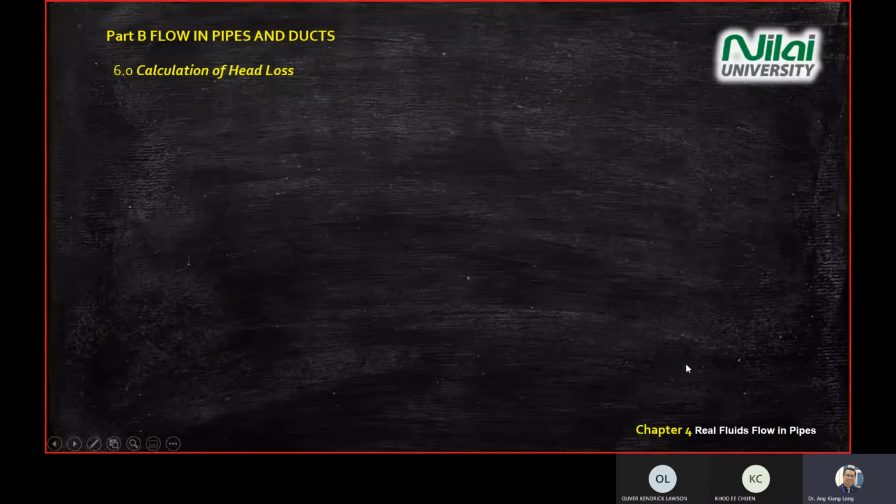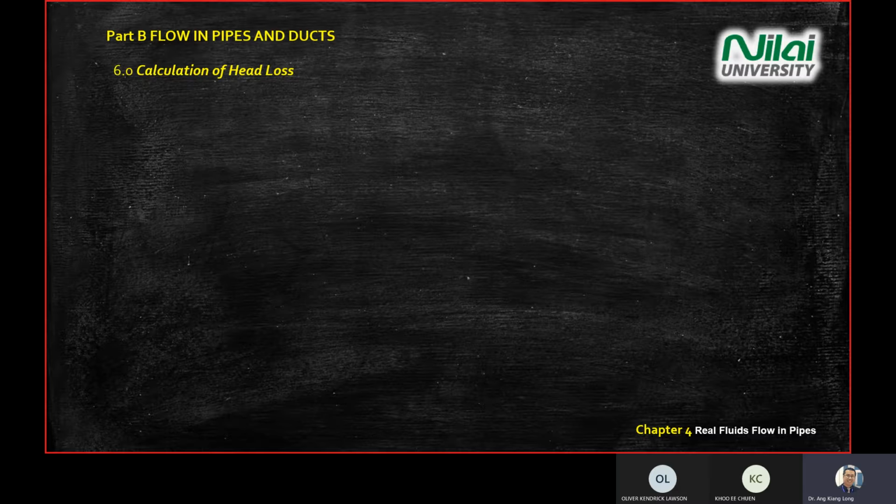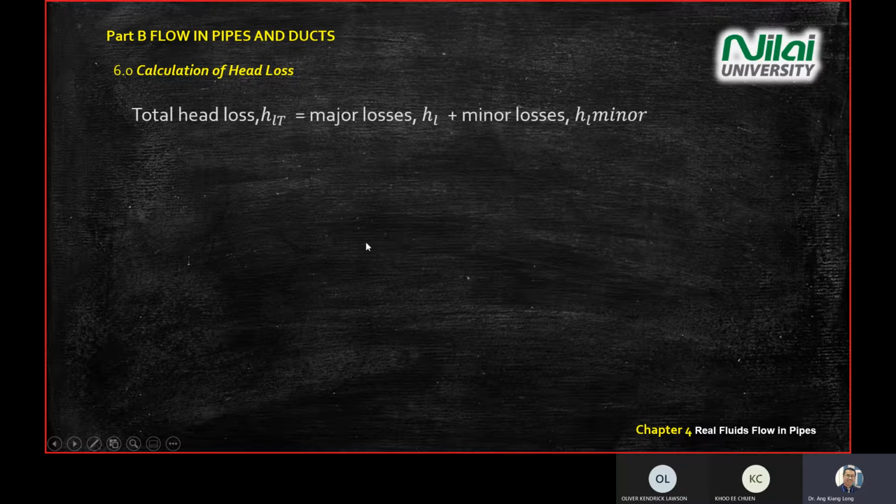Right, now today we're going to look at heat loss, or losses in pipe and duct. This is related to your experiment that links up with the last experiment, experiment number 3, which is the flow pipe losses. So we're going to look at losses in pipe today. We start with the heat loss.